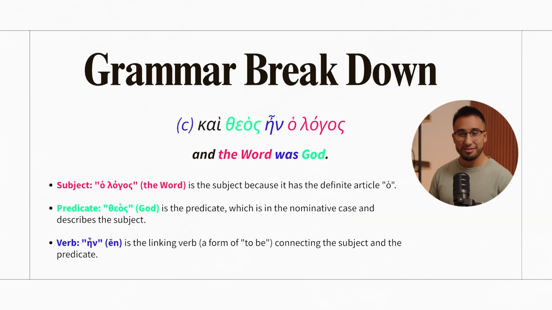And so just a very quick grammar breakdown. The subject is the Word, which we mentioned has the article, right? Now the predicate is theos, which is highlighted right here in green, and describes the subject. It is describing the Word, because the Word is the subject. And then I don't know if I'm saying that right, but this is the linking verb, connecting the subject and the predicate.